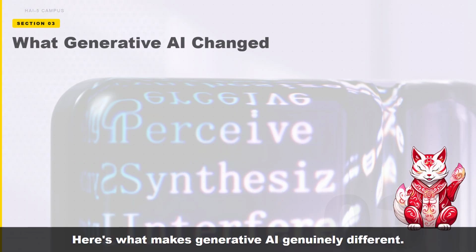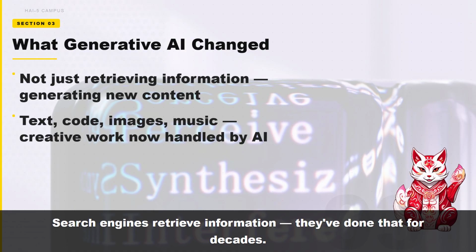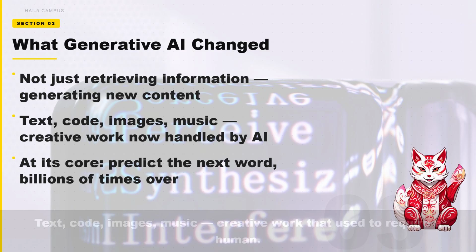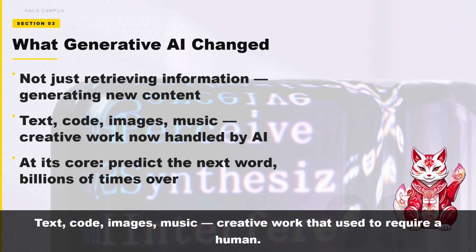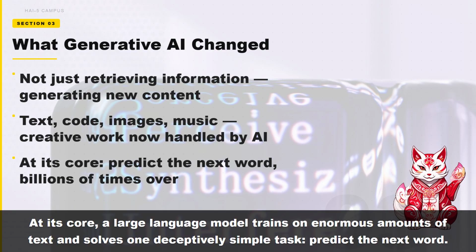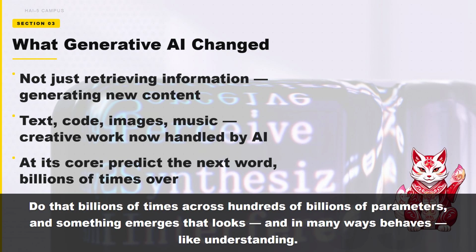Here's what makes generative AI genuinely different. Search engines retrieve information, they've done that for decades. Generative AI creates new content. Text, code, images, music, creative work that used to require a human. How does it work? At its core, a large language model trains on enormous amounts of text and solves one deceptively simple task: predict the next word. Do that billions of times across hundreds of billions of parameters, and something emerges that looks, and in many ways behaves, like understanding.